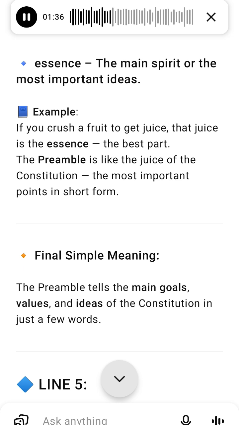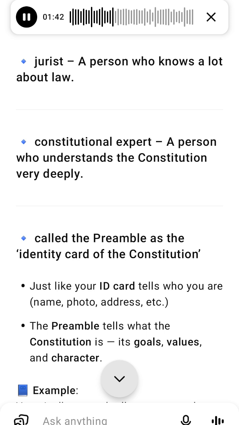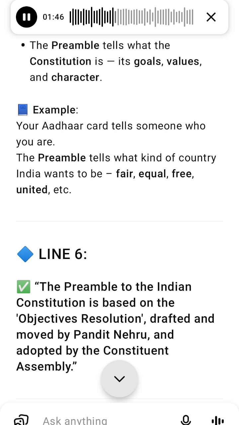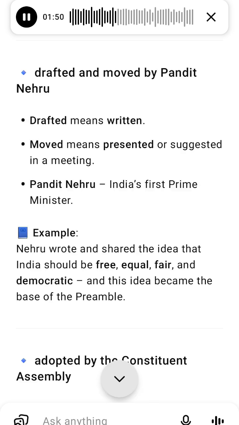2. What is the meaning of the word preamble? The word preamble means beginning, introduction, or a small taste. In a Constitution, it tells us the core ideas behind all the laws and rules. Example: the first page of a project is often the introduction, which says what the project is about. That's what the preamble is for the Constitution.